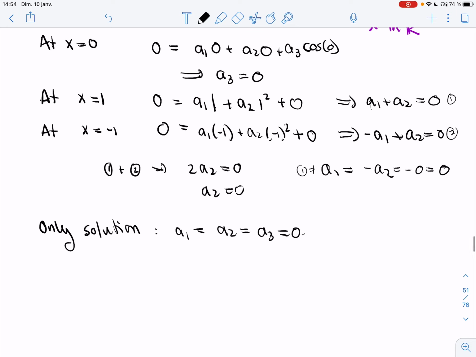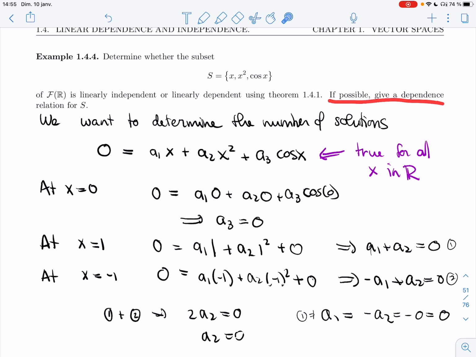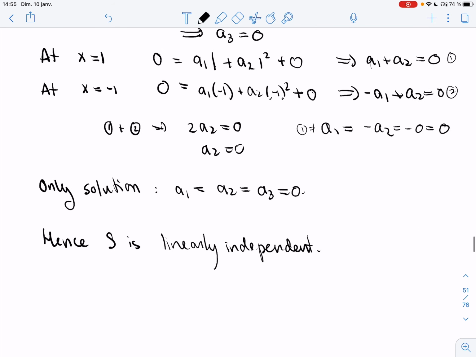All right, so the only solution is the trivial one, hence S is linearly independent. If possible, give a dependence relation. A dependence relation would require a non-zero solution, so that would only be possible if they're linearly dependent. So dependence relation, impossible.